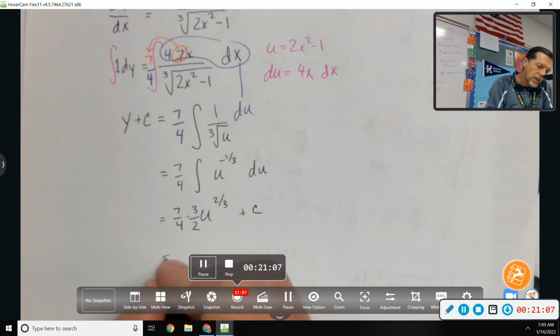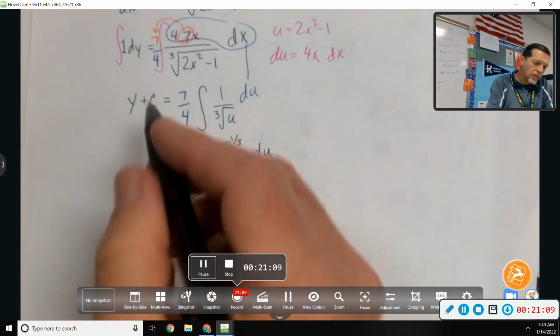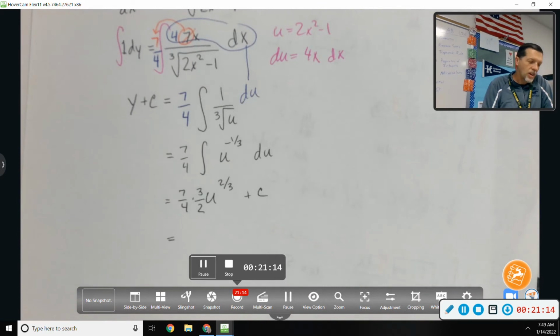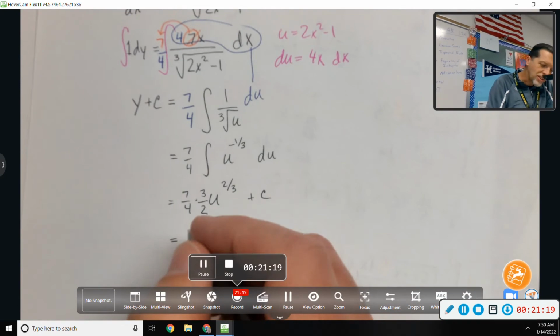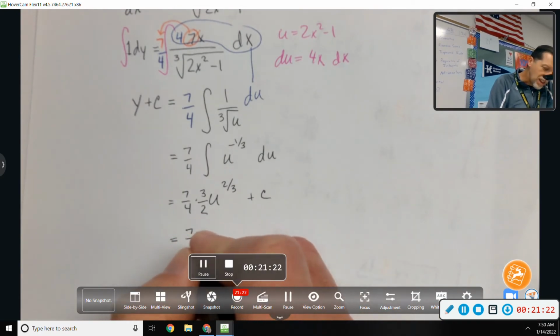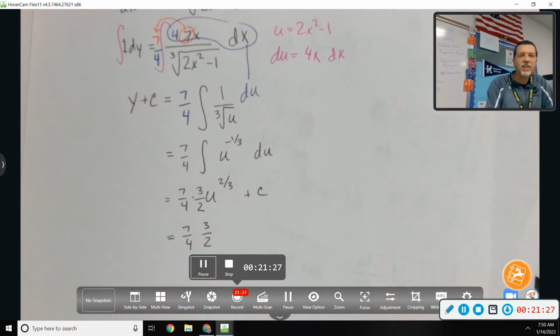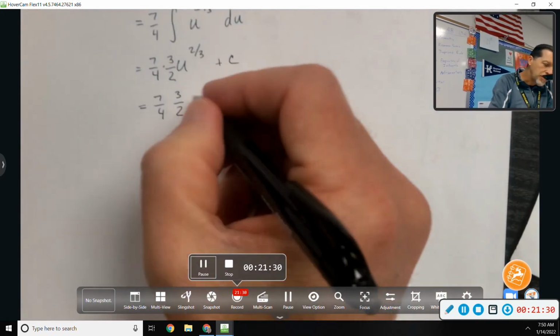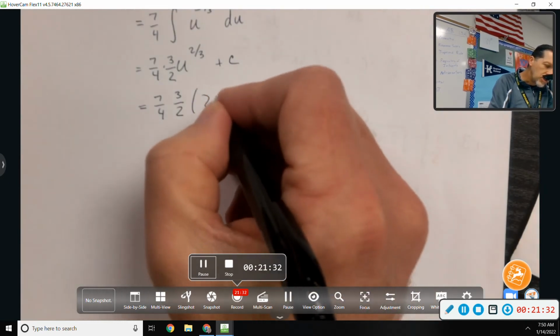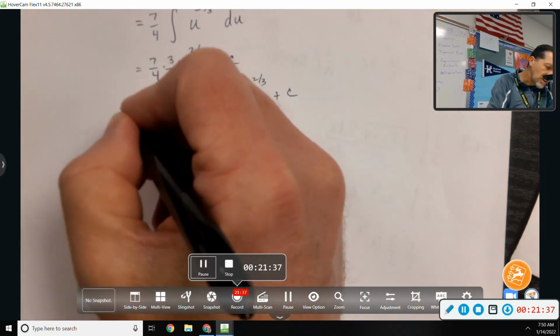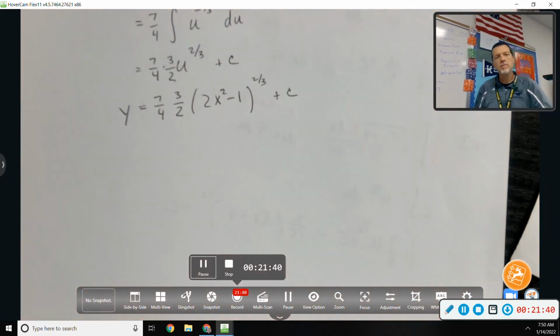Plus c. So these c's are different c's. It doesn't really matter what they are because it could be anything. Although don't subtract c from both sides and then say it goes away. Just put the c on one side. And it's too early to worry about multiplying and reducing. I've got other things to worry about, so I'll just leave the fractions alone. u is 2x squared minus 1 to the 2/3 plus c. Oh, nothing reduced anyway on that fraction.